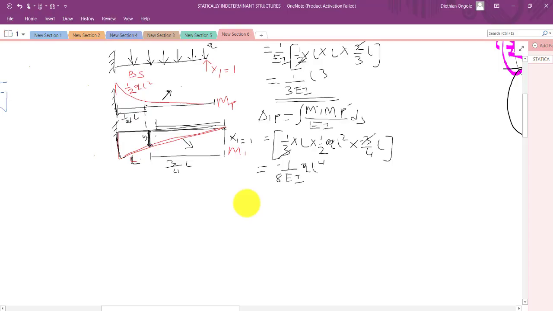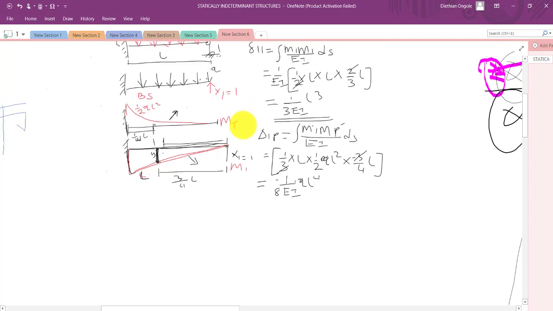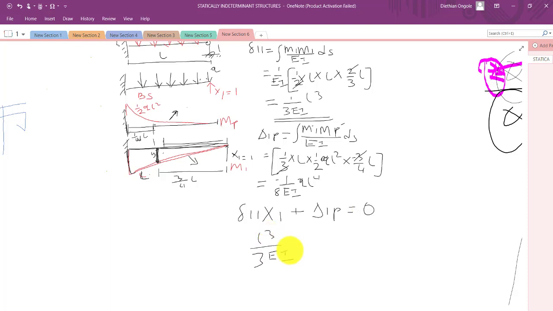Having calculated delta 11 and then delta 1p, the next step is to find the value of x1. x1 is calculated from the equation delta 11 x1 plus delta 1p is supposed to be equal to 0. So therefore my delta 11, we said, was L cubed over 3EI.